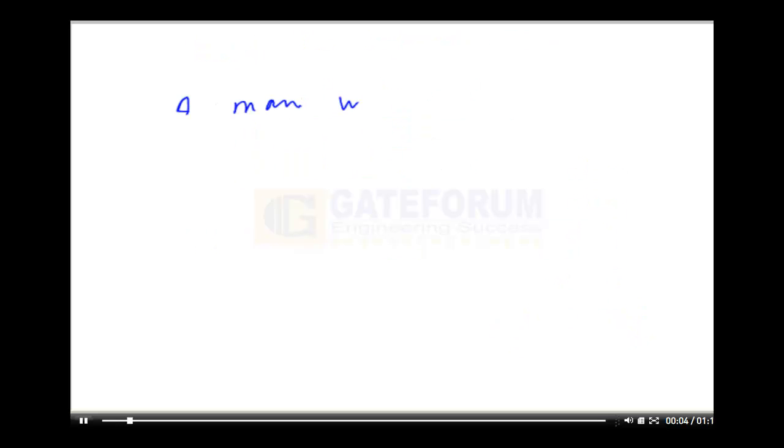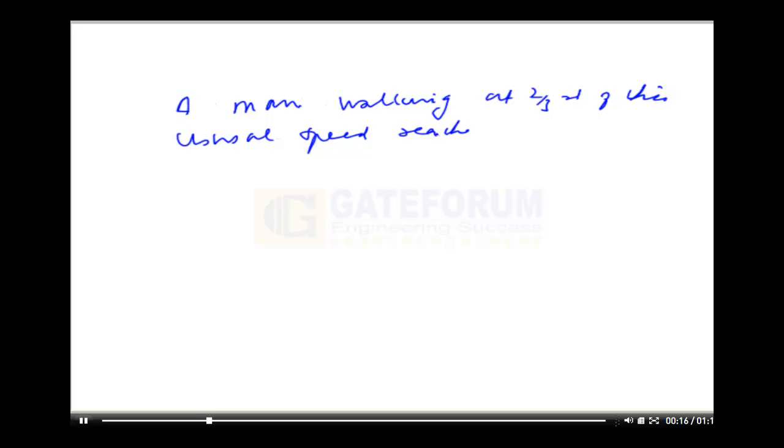A man walking at 2/3 of his usual speed reaches his office 15 minutes late. Find his usual time taken.